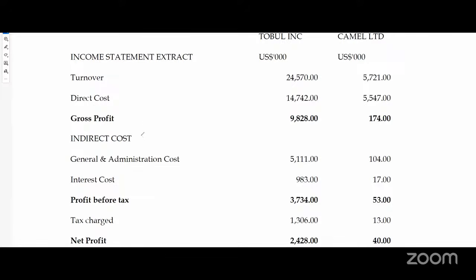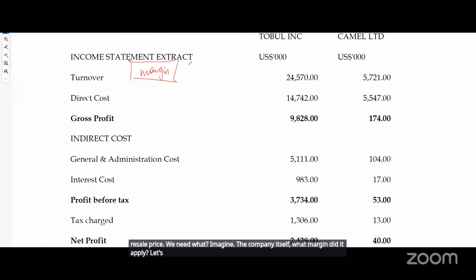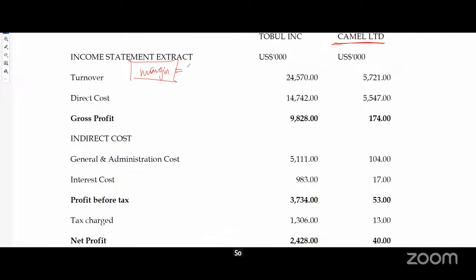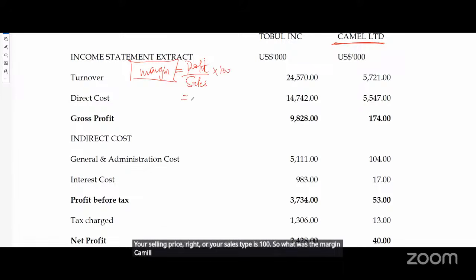Now, because we are doing resale price, we need what? A margin. The company itself, what margin did it apply? Let's check the company's margin. Who was doing the resale? It was Camel. So what was Camel's margin? We said margin is taking your profit over what? Your selling price, or your sales, times 100. So what was the margin Camel was applying in this case?